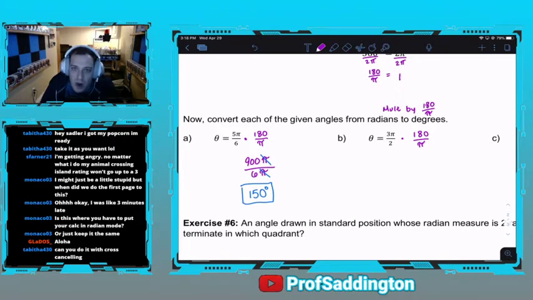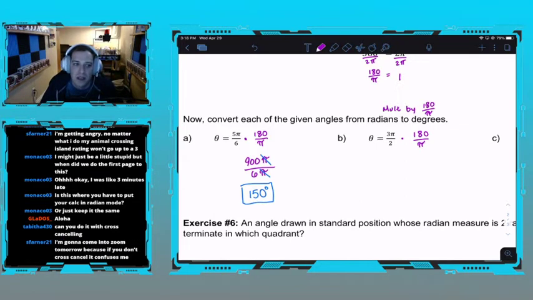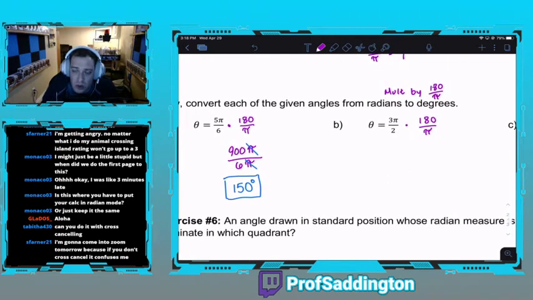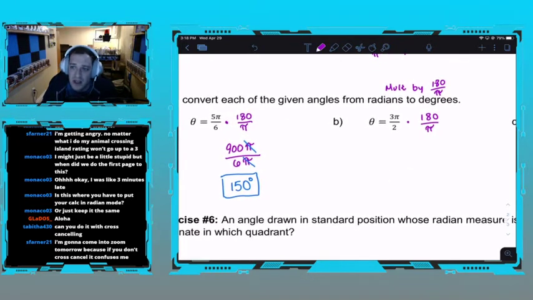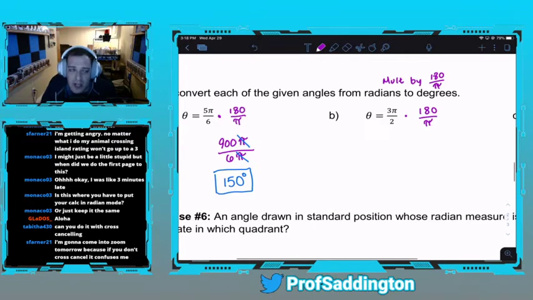Yeah, Tabitha, if you want to do it with cross-canceling, that's fine. So I'll cross-cancel in the second one. It's okay. I was just showing that you can multiply straight across or you could cross-cancel. Either way is fine. It doesn't matter which way you do. I'll cross-cancel on part B.